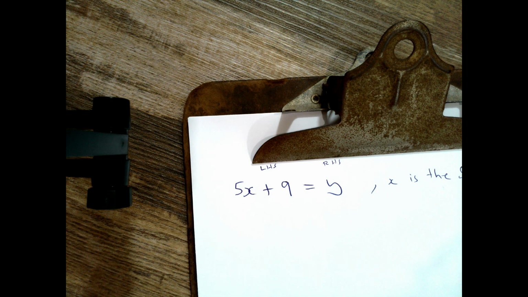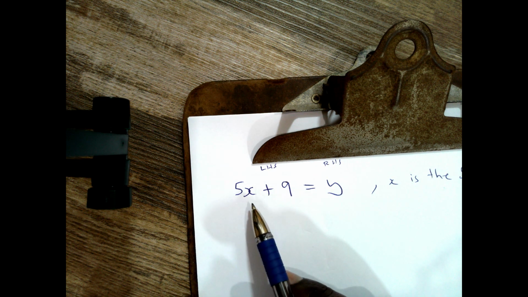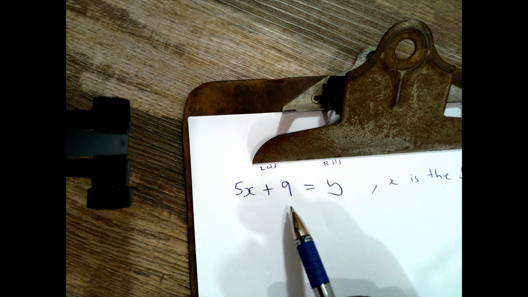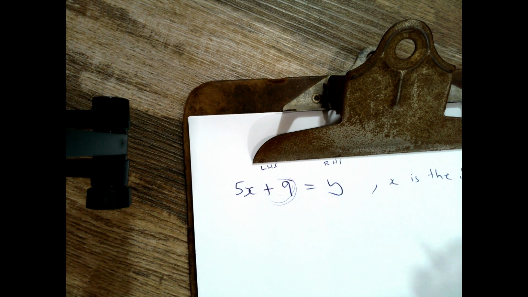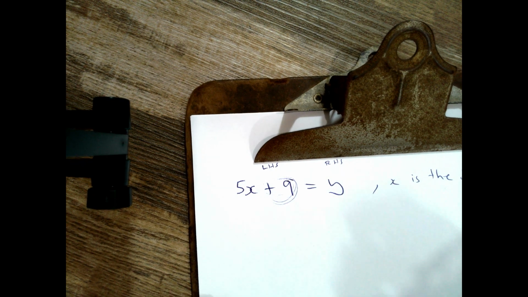What's the next thing we need to do towards making sure that x remains the only variable on the left hand side? Remember, whatever we do to one side, we have to do to both sides. So the first thing we do, we see 5x plus 9 equals y. So the first thing we need to get rid of is this 9 on the left hand side. How do we do that? We do that by subtracting. If the left hand side has 9 that we don't want, we have to subtract 9 to get rid of that 9. And therefore, we have to subtract 9 from the right-hand side also.